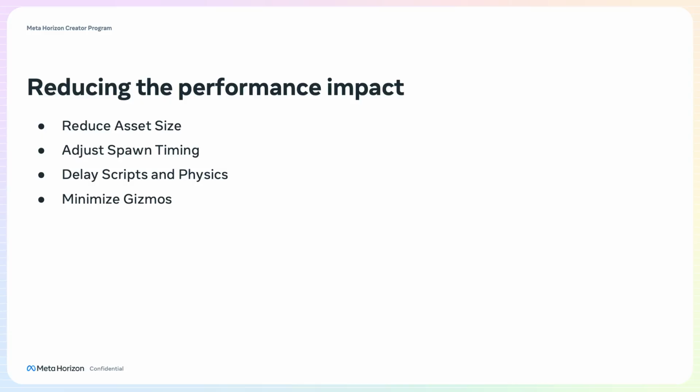We implemented several of these performance enhancements during Survivor, when creating Survivor Horizon Island, which was a spawn heavy world, right? So we used some of these tips, and I gathered those thoughts and I'm sharing them with you now. Those tips are reducing the asset size, adjusting the spawn timing, delaying the scripts and physics, and minimizing gizmo use. So let's take a look at what each of those mean.